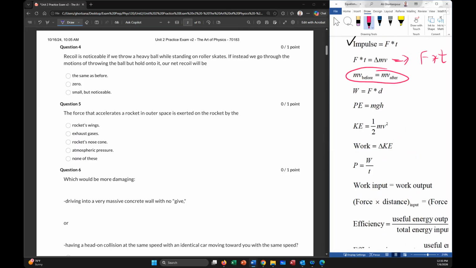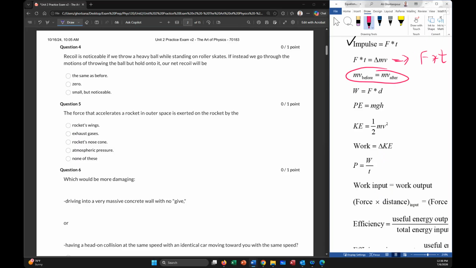Question number 4. Recoil is noticeable if we throw a heavy ball while standing on a roller skate. Yes. If instead we go through the motion of throwing the ball, but hold on to it, our net recoil will be the same, zero, or small but noticeable.